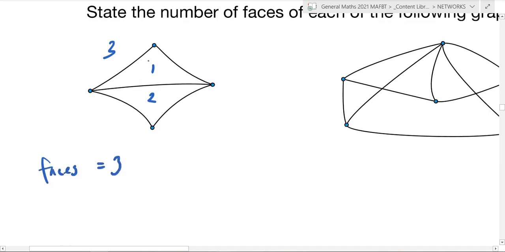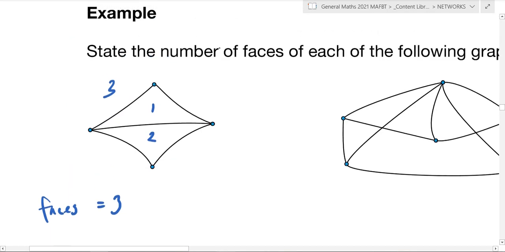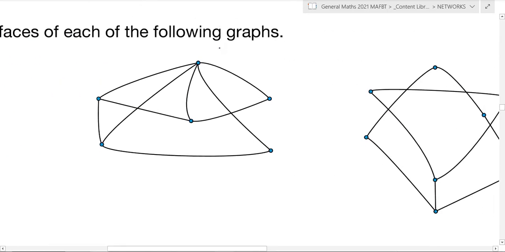Remember the nature of it being planar, meaning none of the lines intersect, makes a face on the graph, and also the outside of the graph is considered a face as well. All right, so that graph has 3 faces. Let's look at this one.